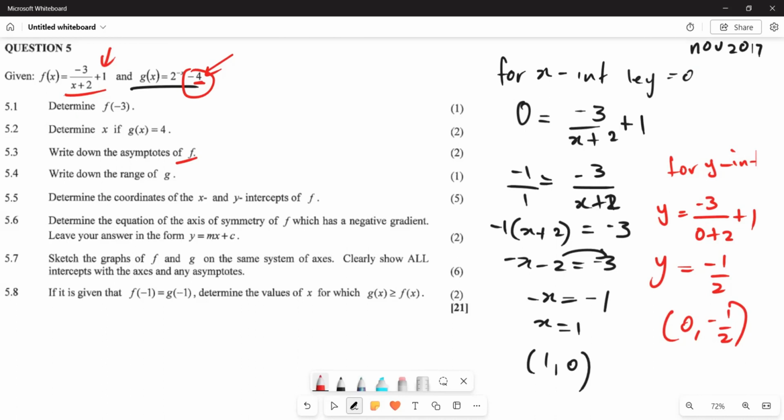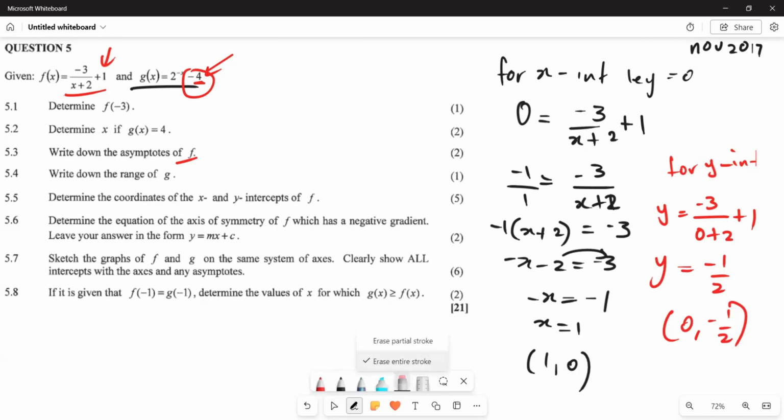Now, what 5.7 wants us to do, look, they want us to draw the graph of f and also the graph of g. This is very interesting. Let's see what we can have before we even start drawing. Yes, we have everything for the graph of f, but do we have anything for the graph of g? We definitely have nothing. So let's see what we can have for the graph of g before we start drawing, right?